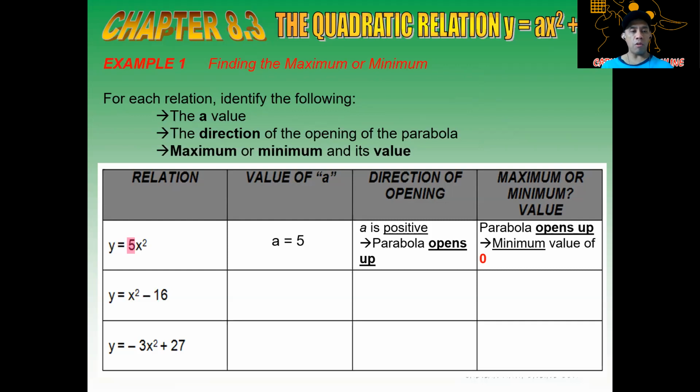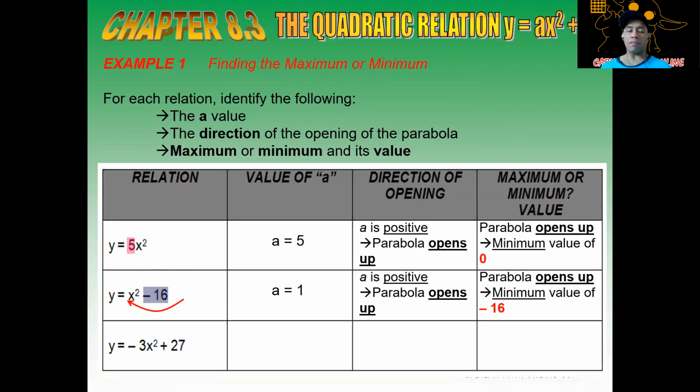The next one we have is y equals x squared minus 16. If you look at the a value, we have that invisible 1 that loves to hide everywhere. Just like the previous example, what we have here is a positive a. So this tells us the parabola also opens upwards. For this one, we do have a minimum, but this one has a different value. As I said before, you can find the value just by looking at the y-intercept. In this case, the value is negative 16.